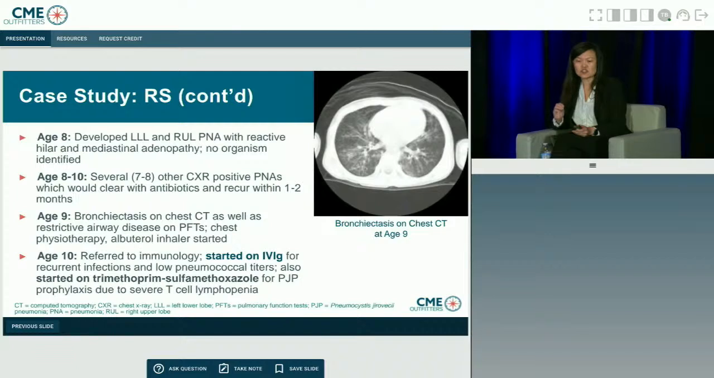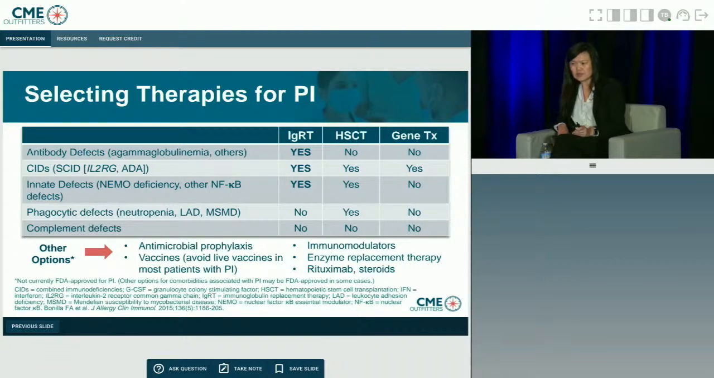And he had extremely low lymphocytes with CD4 counts under 200, and he ended up starting on IVIG as well as trimethoprim-sulfamethoxazole for PJP prophylaxis just due to his really low T cell count. And so that leads me to talking about these therapies that we use for primary immunodeficiency.